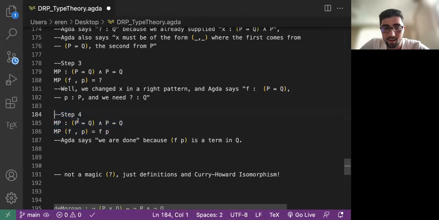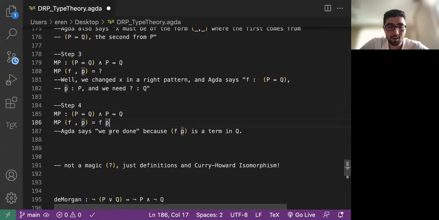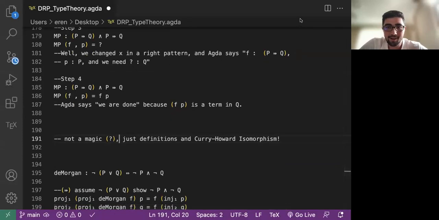And that means that I have found the term of this proposition MP. Hence, our proof is done. So when I first saw this proof, not just the first time, but over a month, I thought it's just magic. I couldn't believe it. Now I can't say I understand it, but I know that it is because of definitions.